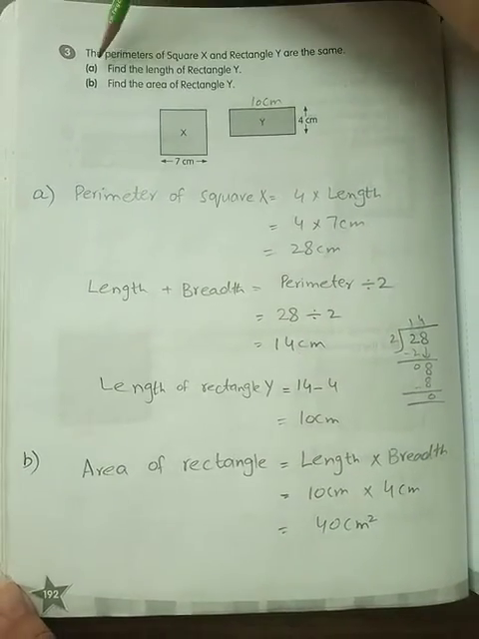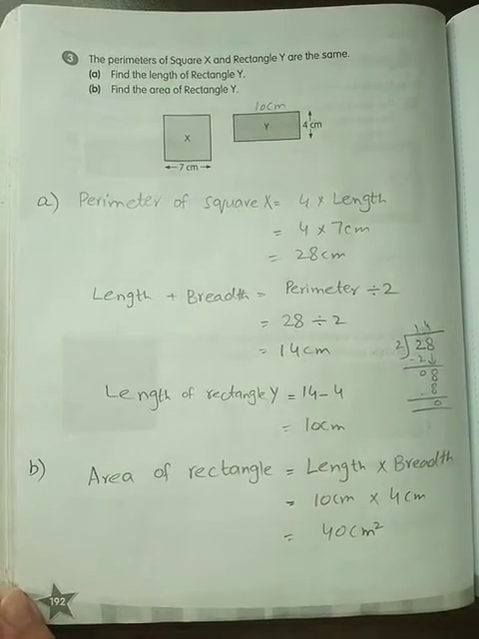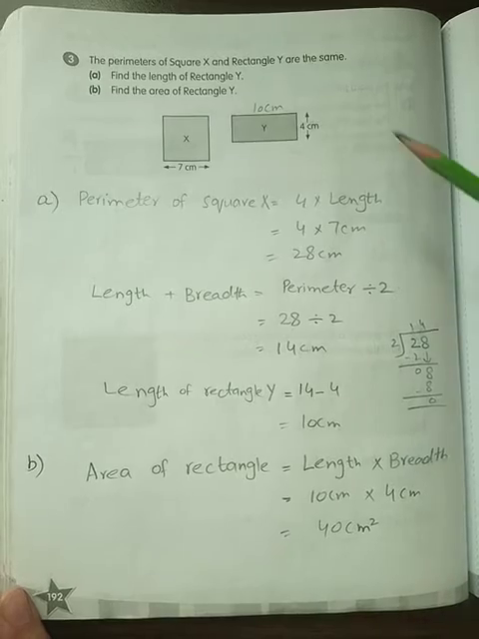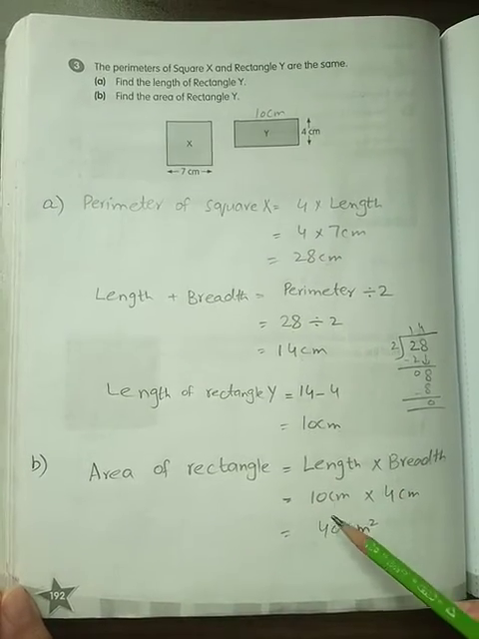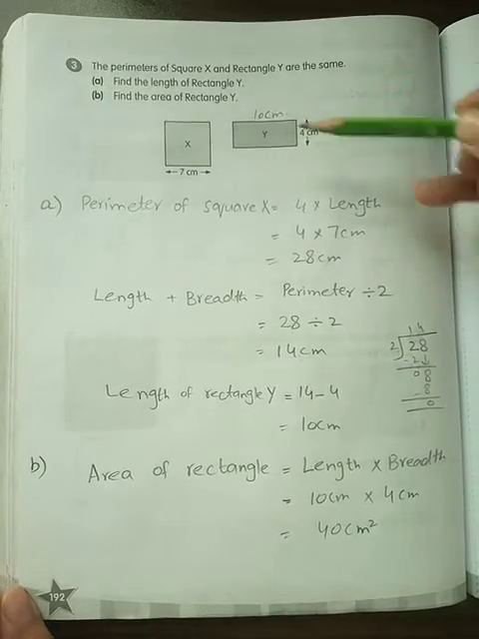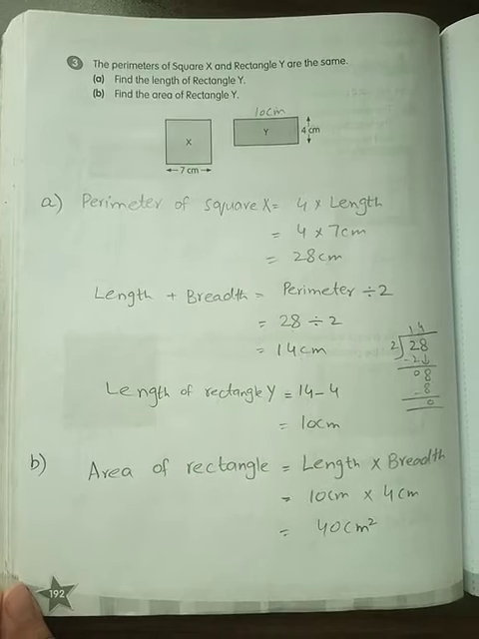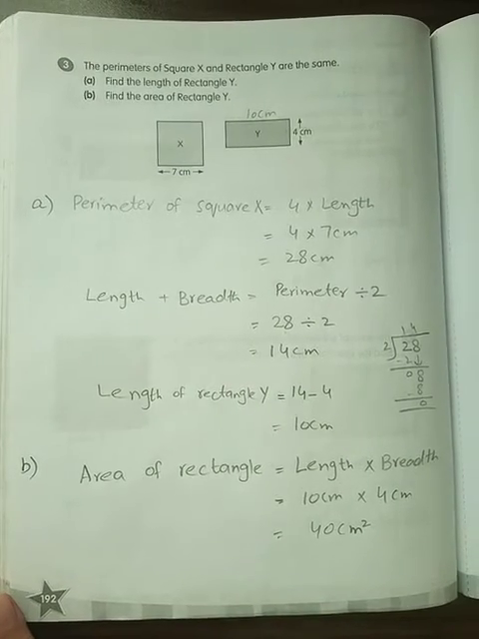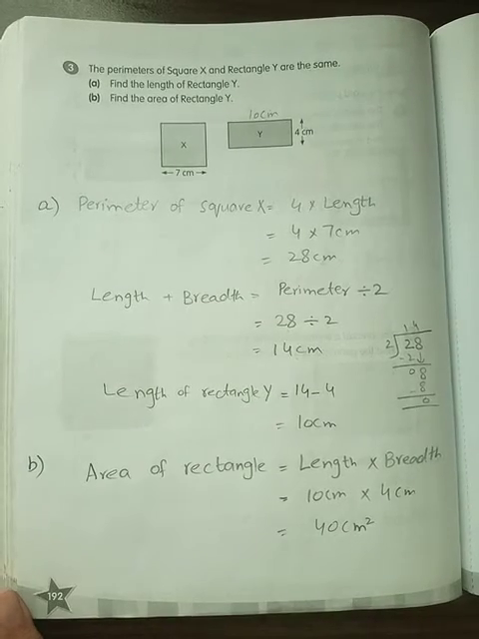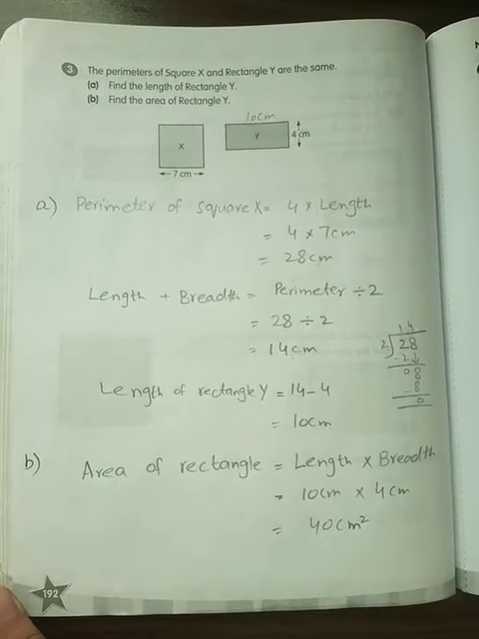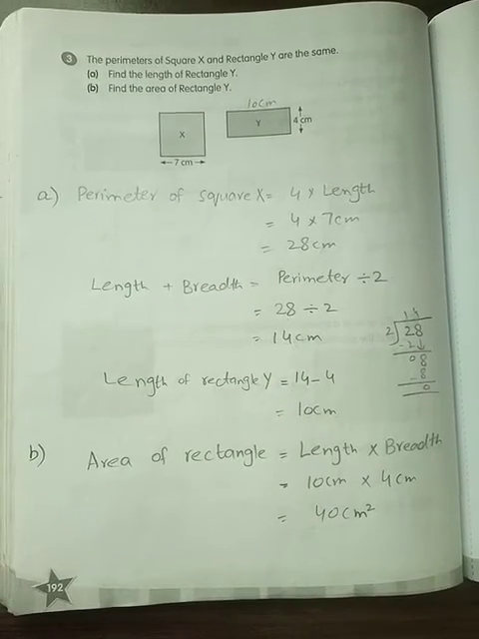Now we are going to move towards part B. Find the area of rectangle y. Now we are going to find the area of rectangle, that is equal to length multiplied by breadth. Now the length was 10 centimeter and breadth was 4 centimeter, and after multiplying them you can get the answer, that is 40 centimeter squares.